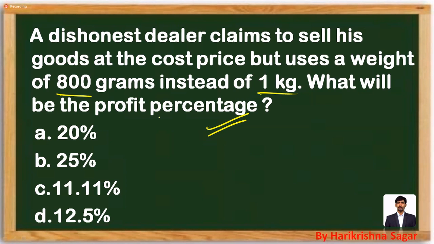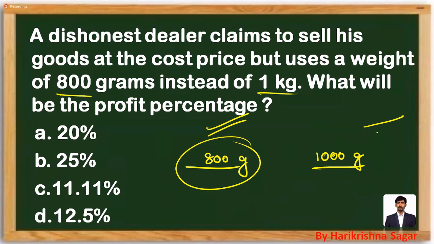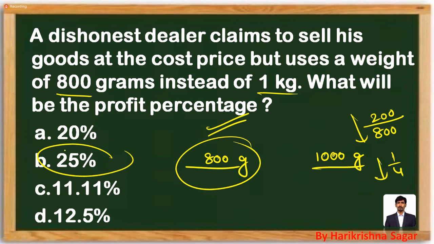Uses a weight of 800 grams instead of 1 kg means he is using 800 grams instead of 1000 grams. Always remember, whenever the false weight is available, you have to take it as a base value. On top of 800, there is a decrease of 200. It is giving a result as 1 by 4. 1 by 4 is nothing but 25%. You can say he is in a profit of 25%.